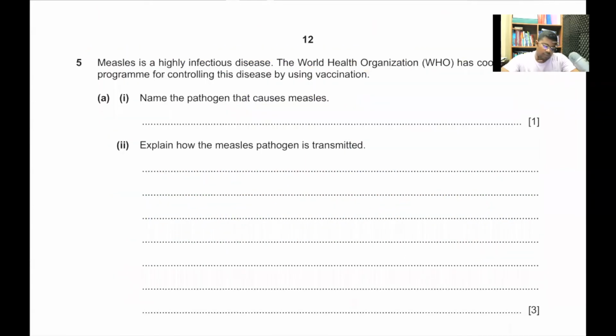Question number 5. Measles is a highly infectious disease. The World Health Organization has coordinated a program for controlling this disease by using vaccination. Part 1. Name the pathogen that causes measles. Well, we know measles is caused by morbillivirus.